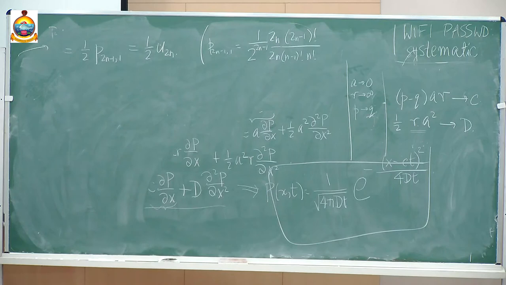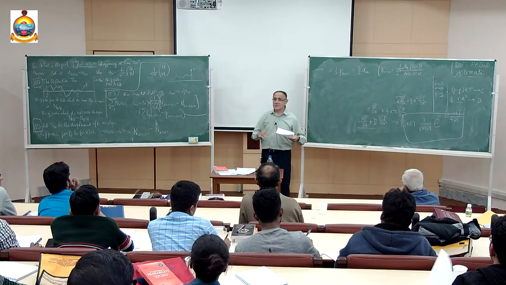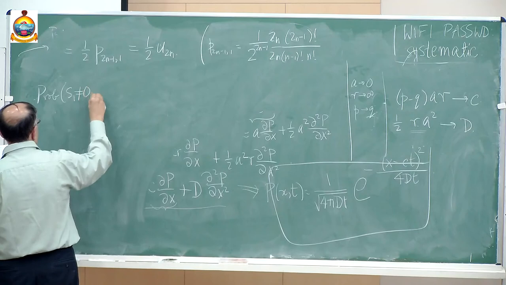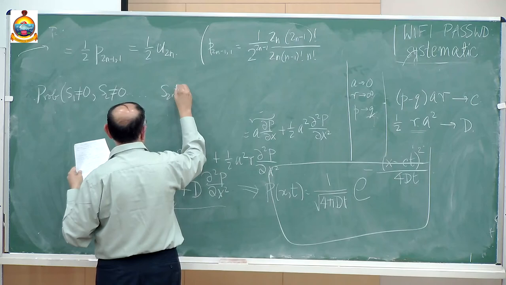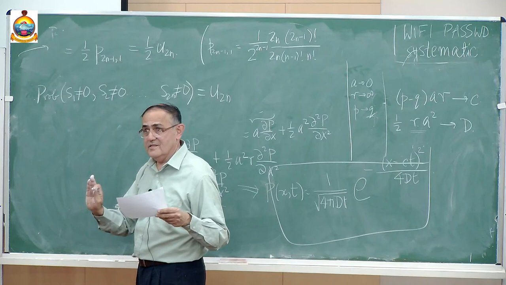But that was for every step positive. We want the probability that there is no crossing. There are two ways to do it, every step positive or every step negative. I mean, all displacements positive or all displacements negative. So we have to multiply by 2. Therefore, the probability that S1 is not 0, S2 is not 0, ..., S2n is not 0 is u2n. Twice half u2n, you multiply by 2 because it could be both ways. Okay? Now we are almost through.